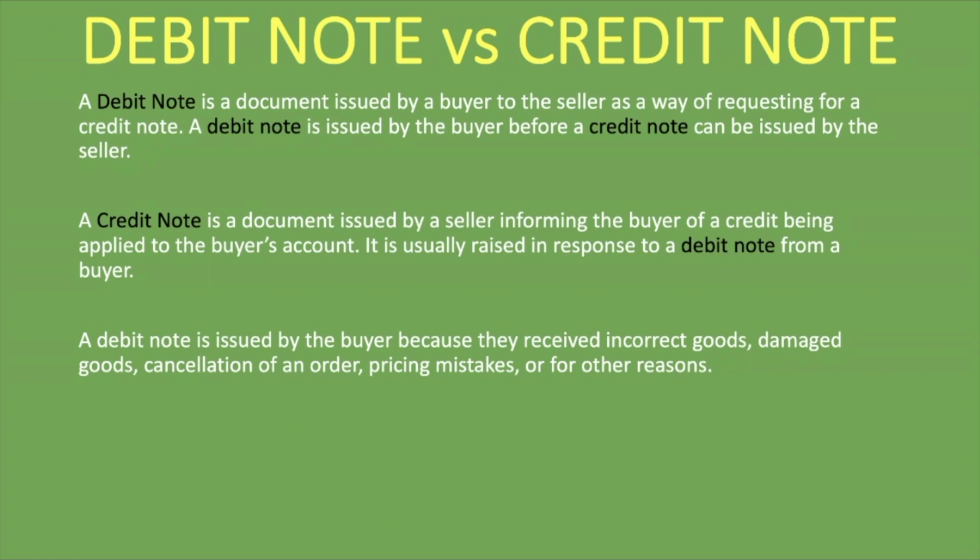Let's say the buyer ordered some tables, and then the seller dispatches chairs instead of tables, and the seller would issue the invoice to the buyer, and the buyer looks at it and sees chairs there instead of tables. Well, that is when the buyer would issue a debit note to say, listen, this is not what I ordered, please make the necessary adjustments.